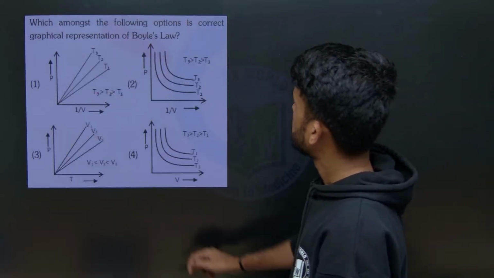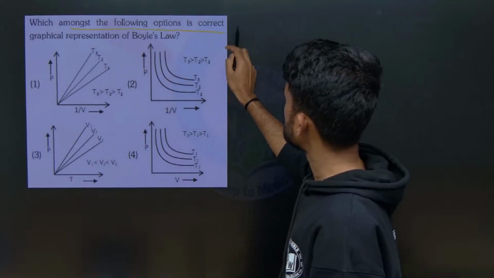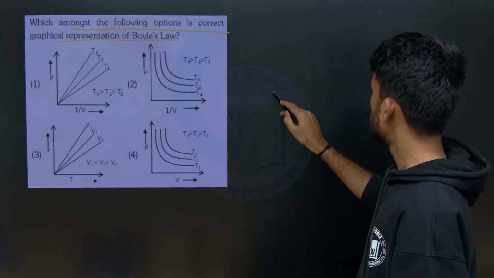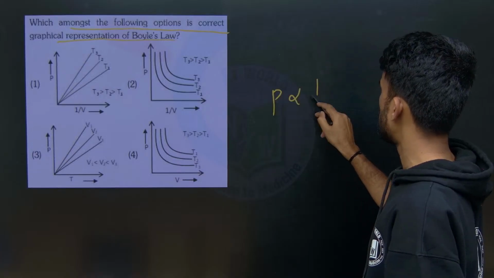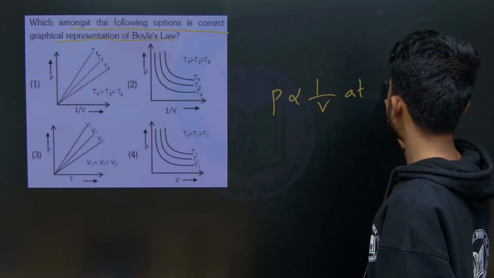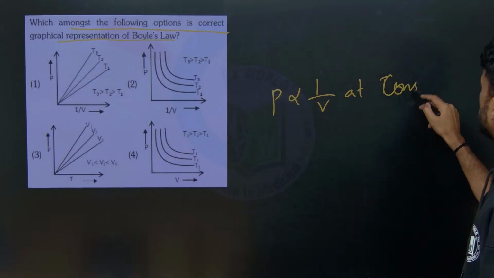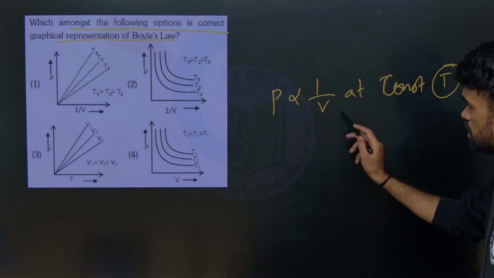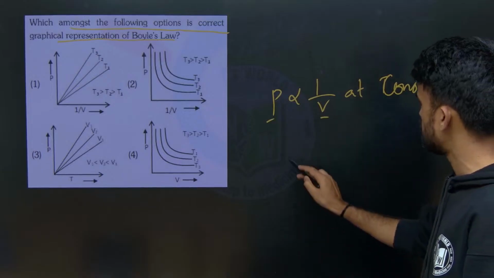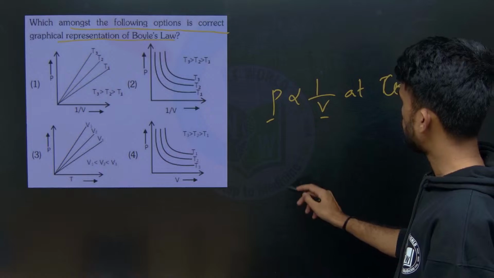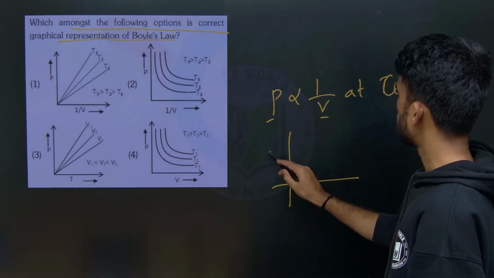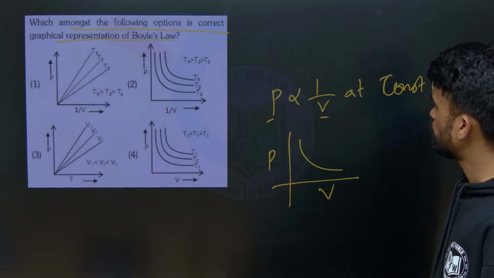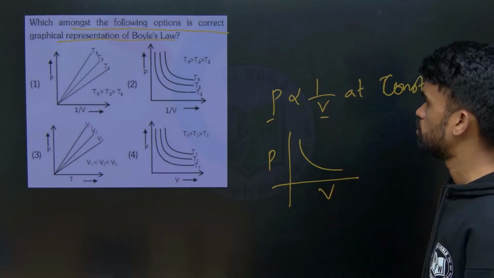Next, which among the following options is the correct graphical representation of Boyle's law? So what exactly is Boyle's law? P is inversely proportional to V at constant temperature, T is constant in this process. So these two, P and V, are inversely related to each other. So whenever we draw P versus V curves, it should be like this. An increase in pressure should decrease the volume.